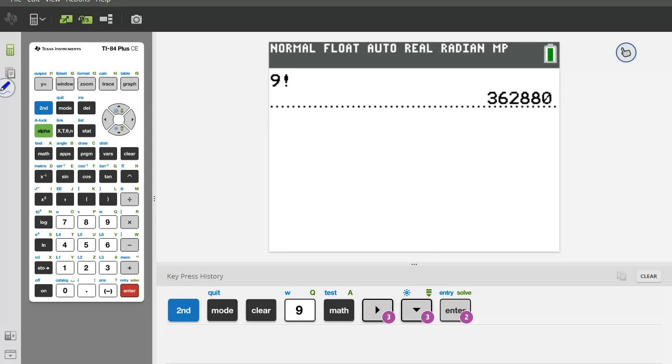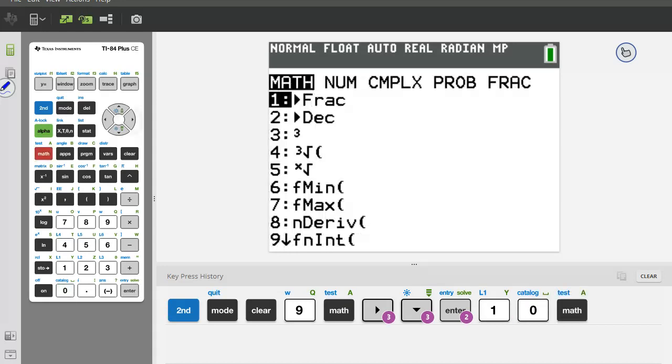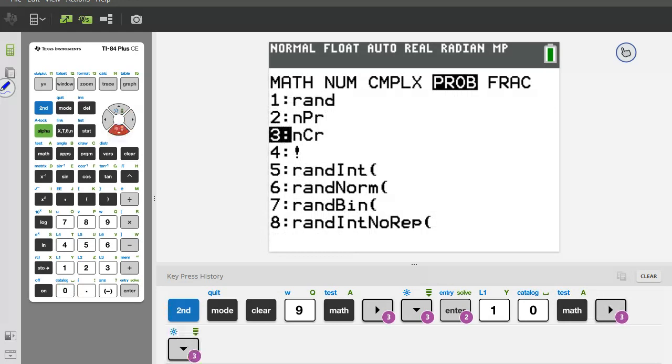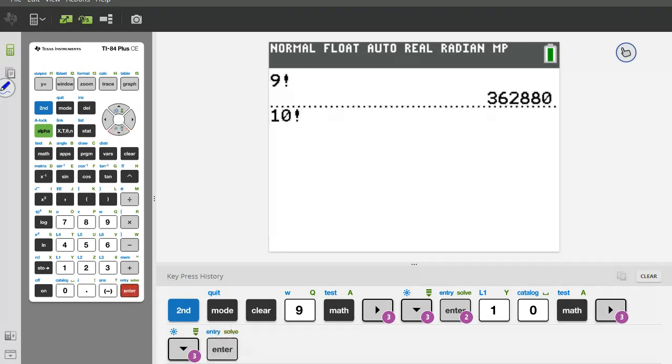362,880. As I said, 10 factorial is now in the 3.6 million range. It gets big very, very quick.